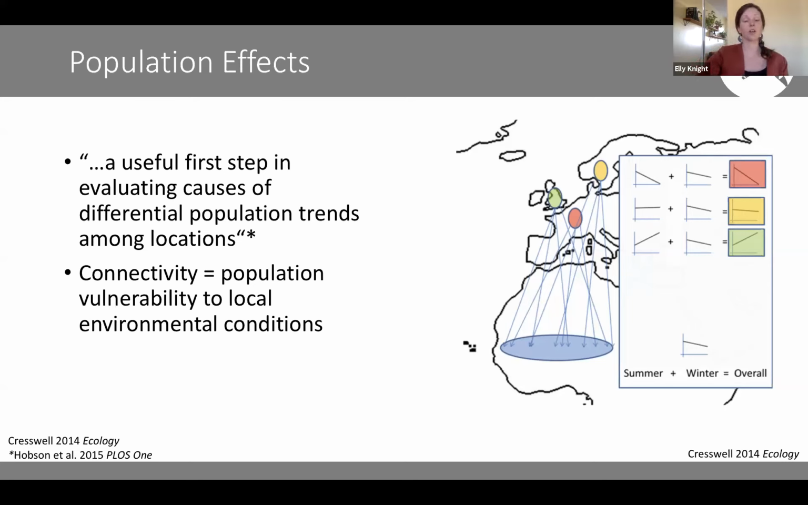On the other hand, if connectivity is low, say between the breeding and wintering grounds, like we see in Will Cresswell's figure here, then individuals from all populations are subject to the same broad set of environmental conditions on the wintering grounds. And so we can conclude that the breeding ground component of overall population trend must be responsible for the overall differences in trend between populations.